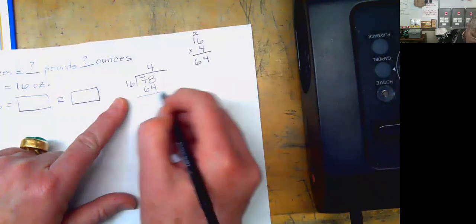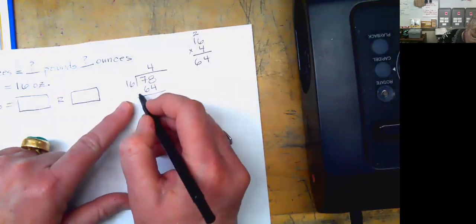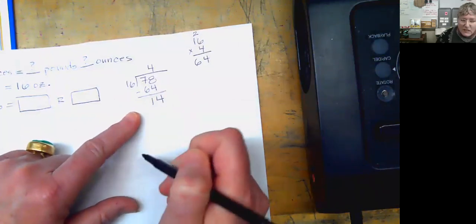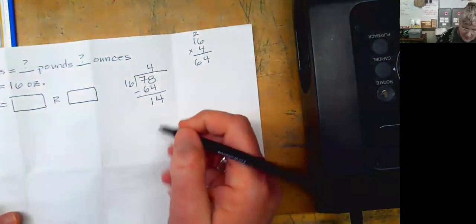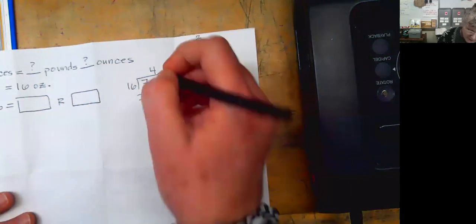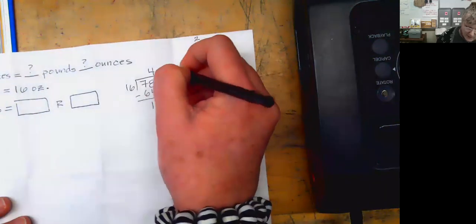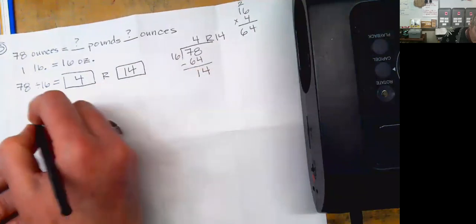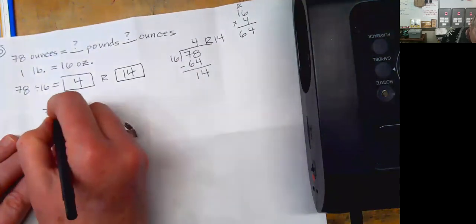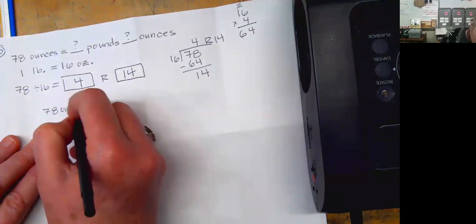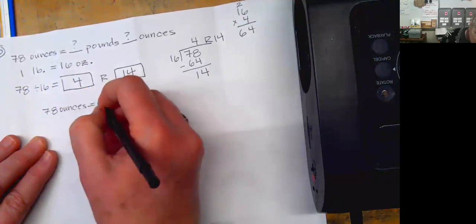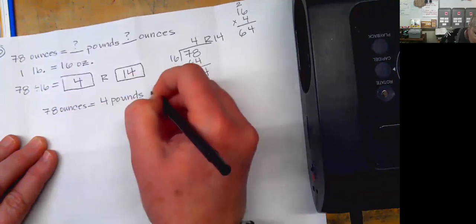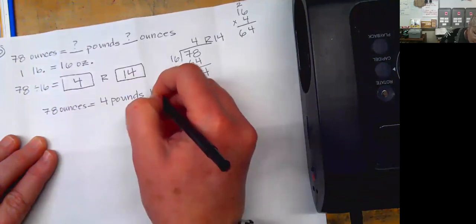If I get a remainder that is 16 or greater, then I could go one more time. So I get remainder 14. So I can't divide anymore. So I have 4 remainder 14. And so that's 78 ounces equals 4 pounds and 14 ounces.